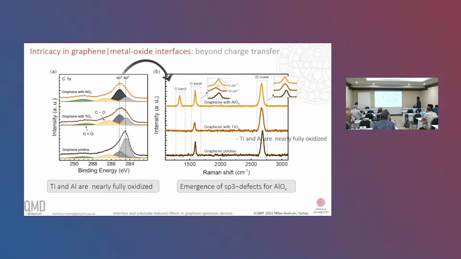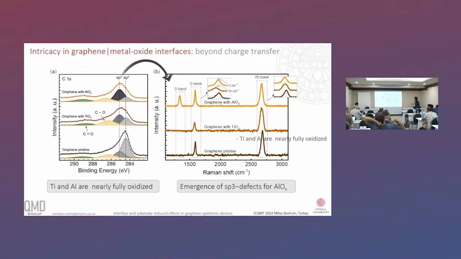pristine graphene case. And when we tried the Raman spectroscopy of all these samples, interestingly, for the aluminum oxide case, we see the emergence of an sp3 defect D band, which is absent for pristine graphene and graphene with titanium dioxide. So there must be something extra happening, additional sp3 defects.